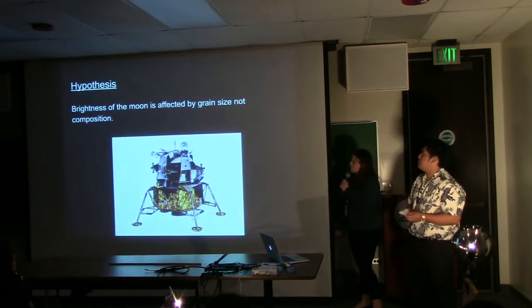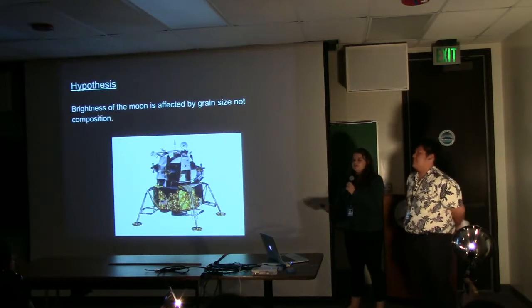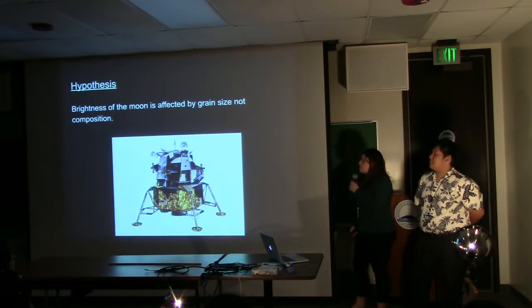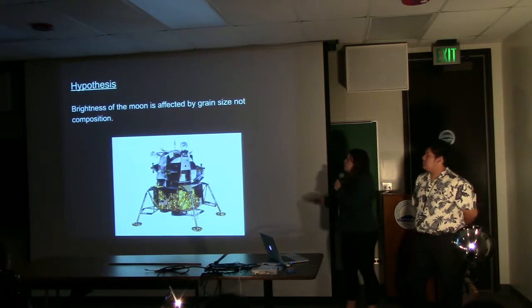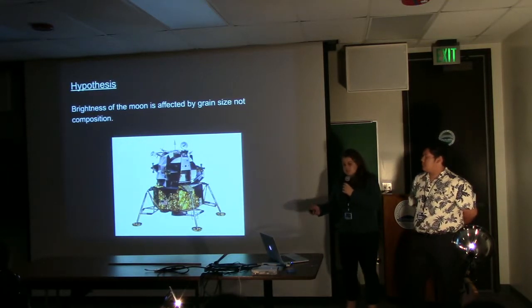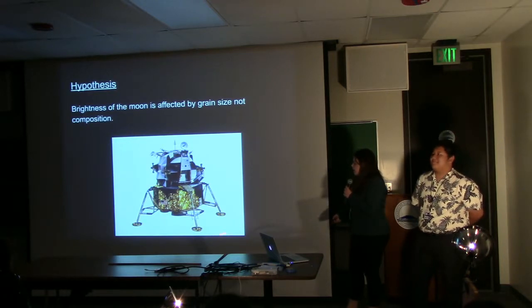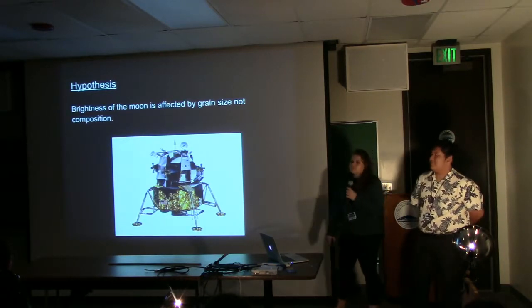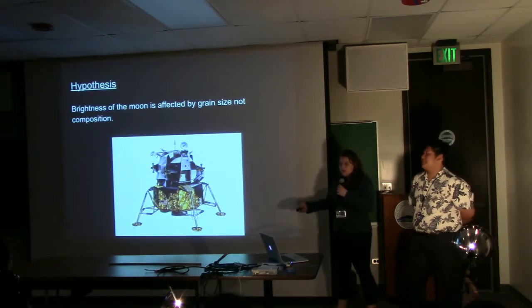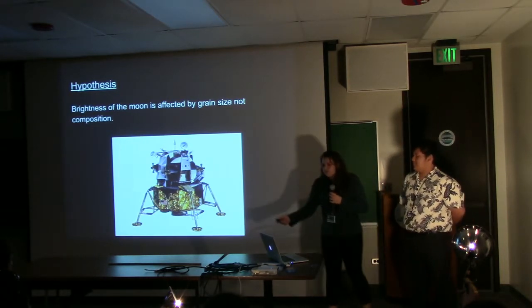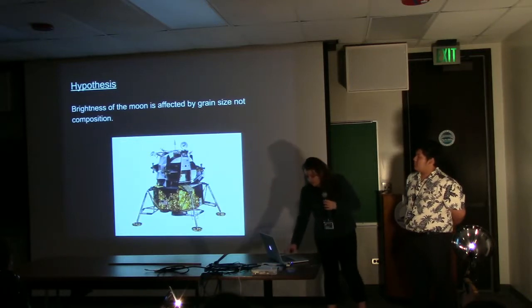So, for our hypothesis, we actually wanted to test something that is a little bit older. From the 1960s, it was generally accepted that the brightness of the moon is affected by grain size, not composition. And so, as you can see, this was an actual worry. This is the Apollo 11, and they have these foot pads because they were worried when they landed on the mare, the dark area, that it would actually sink like quicksand.